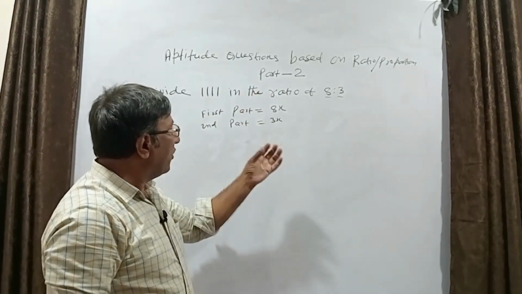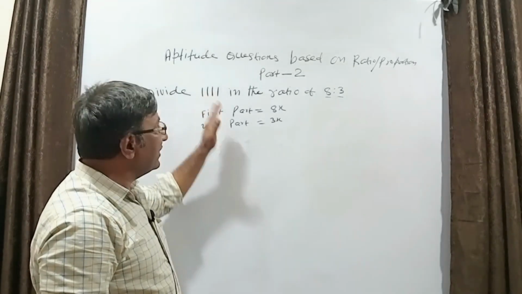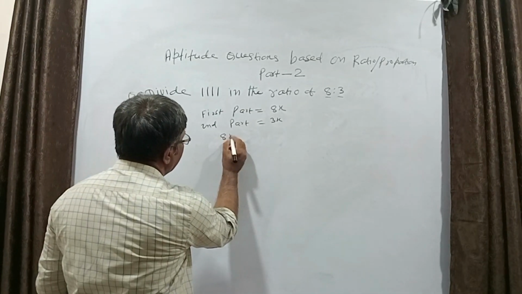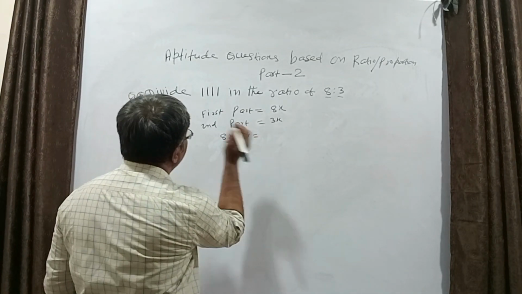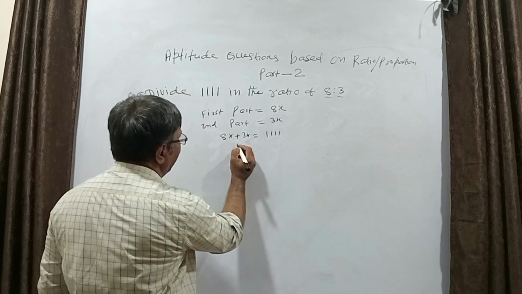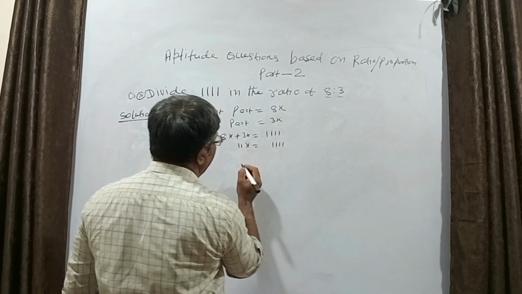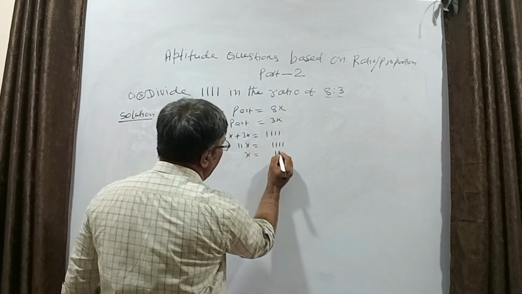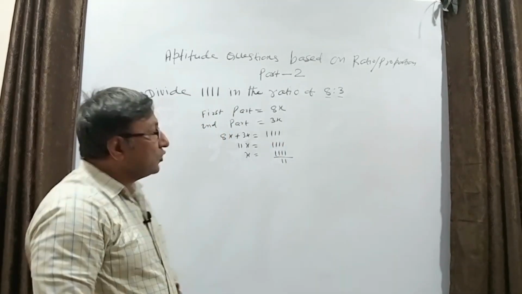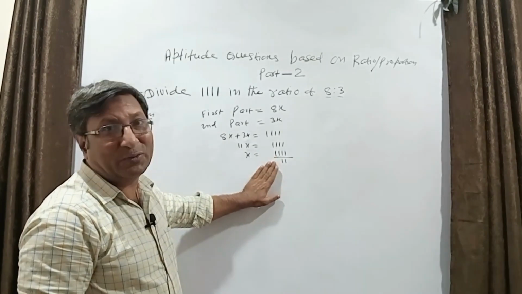Now we have to divide this number. That means the sum of these two parts will be equal to the number which we are dividing. So 8x plus 3x equals the given number, 1111. So this is 11x equals 1111. So x will be 1111 by 11. Mostly students get confused in dividing also.